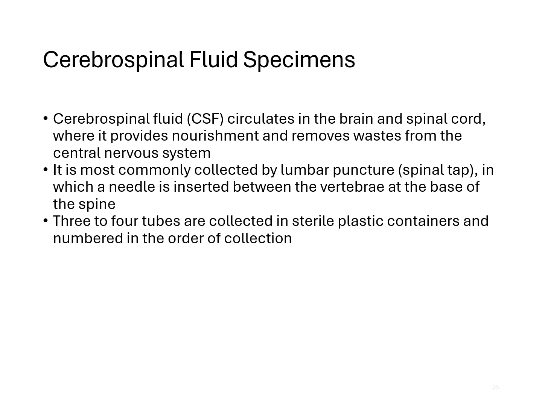Generally, Tube 1 is reserved for non-routine studies like cytology. Tube 2 is used for immunology and chemistry testing like glucose and protein. Tube 3 is usually delivered to micro for gram stain and culture. And if there is a 4th tube, it will go to hematology.